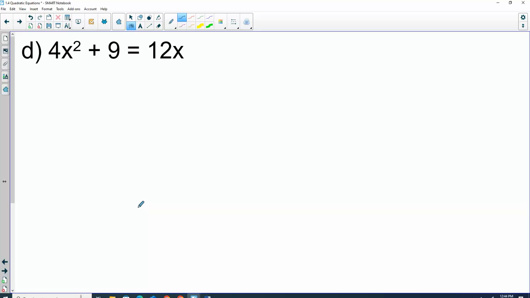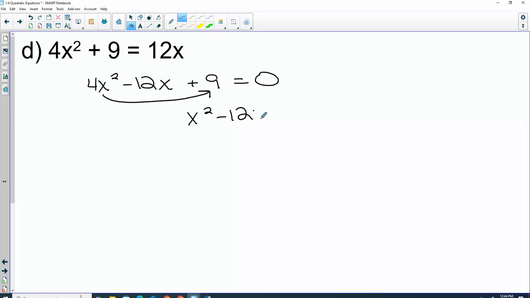What would you do first? Do we have a greatest common factor? No. So what do we do? Good. Add factors. Multiply to 36 and add to -12 would be -6 and -6.